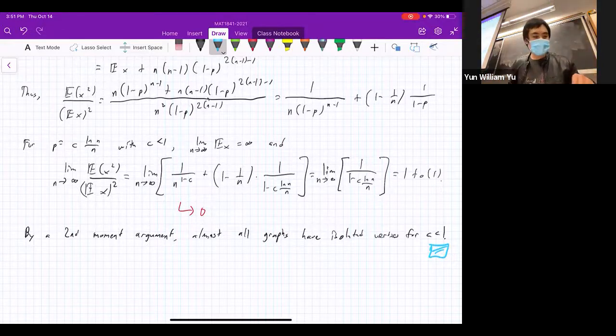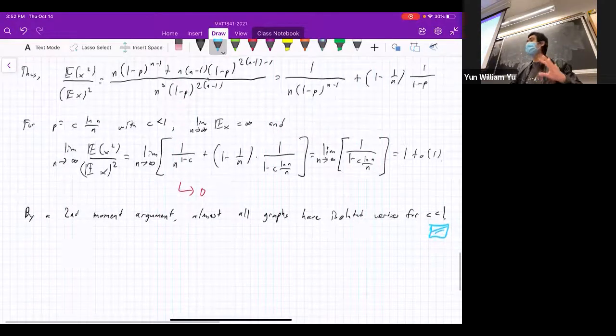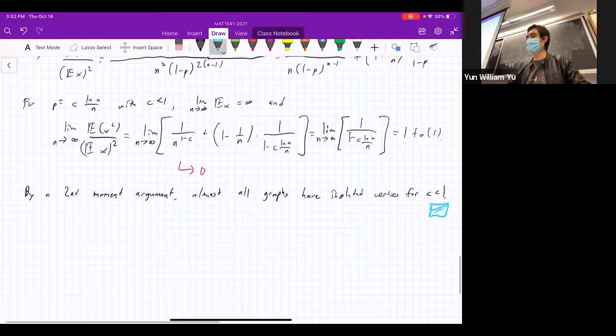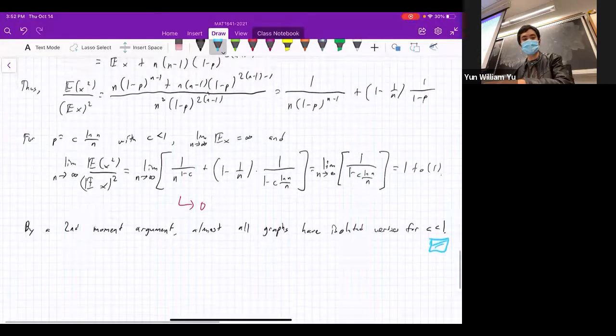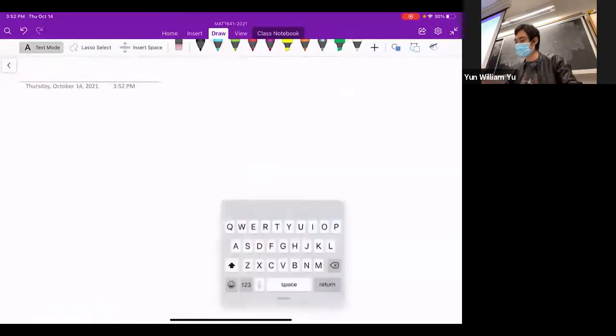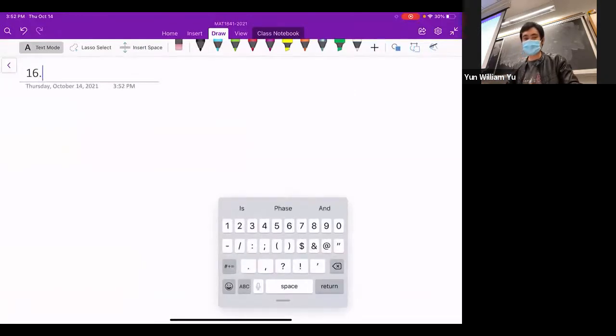But I have another 10 minutes, so if there aren't any questions, I'm going to go ahead and try to start explaining some of the proof for how to do these phase transitions for component sizes, because they get a lot more finicky. So actually, let me move this into lecture 16, since we're a little bit ahead. So this is going to be component sizes.